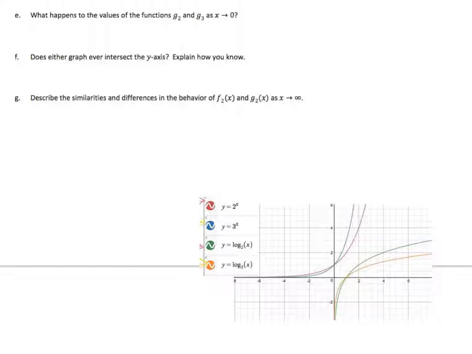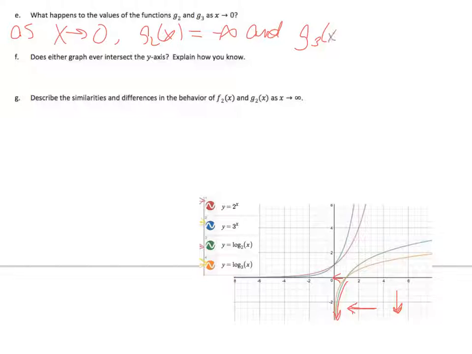And then as x approaches 0, as x goes in this direction, your y values are approaching negative infinity. So that's approaching negative infinity as x approaches 0. So in a fancy way to say it, as x approaches 0, g2 of x approaches negative infinity, and g3 of x approaches negative infinity.